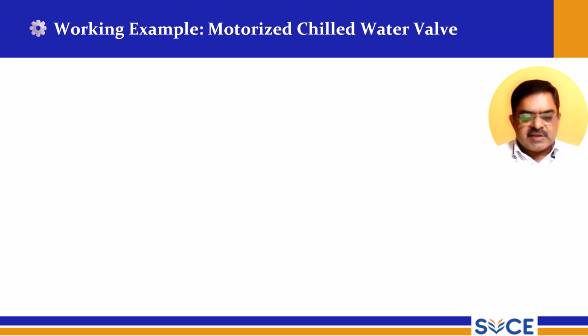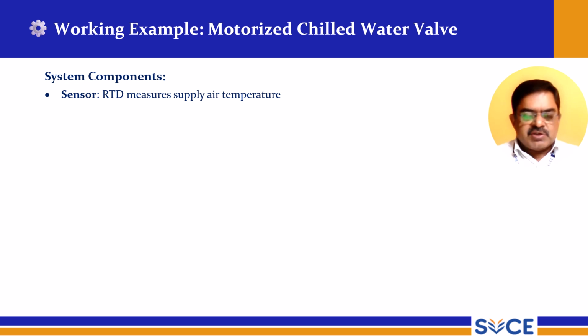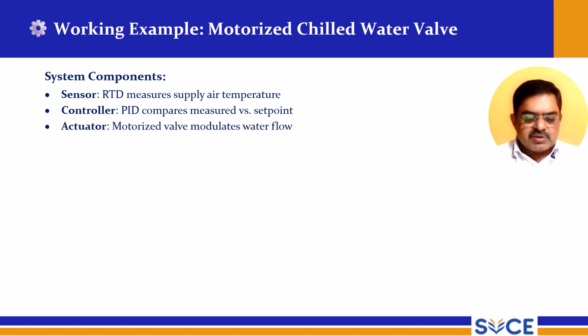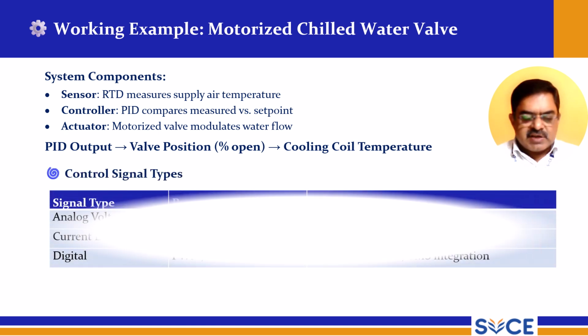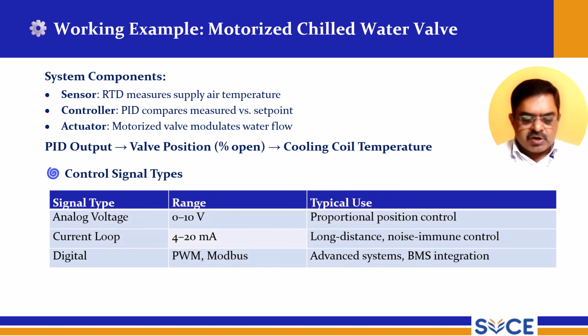Then we have a working example: motorized chilled water valve. Here the system components are: sensor, an RTD that measures supply air temperature; controller, a PID that compares measured versus set point; actuator, a motorized valve that modulates water flow; PID output is valve position, in terms of percentage of opening of the valve; and the result is cooling coil temperature.